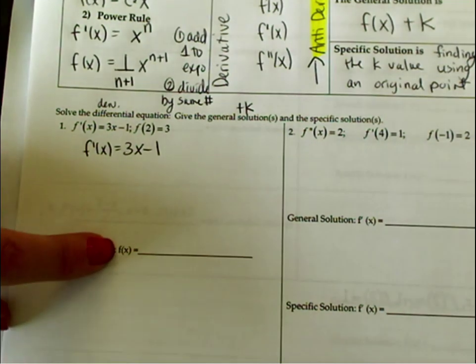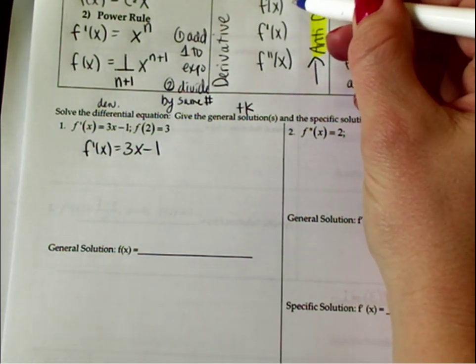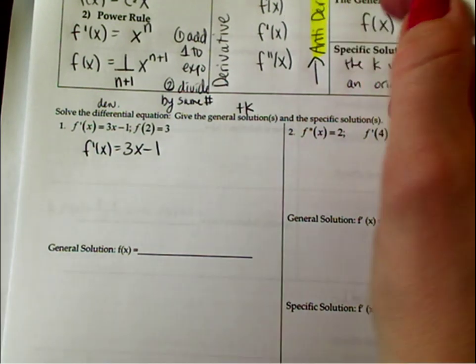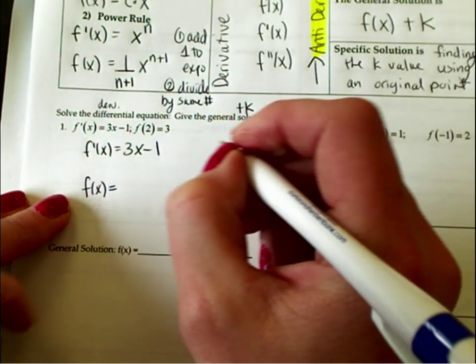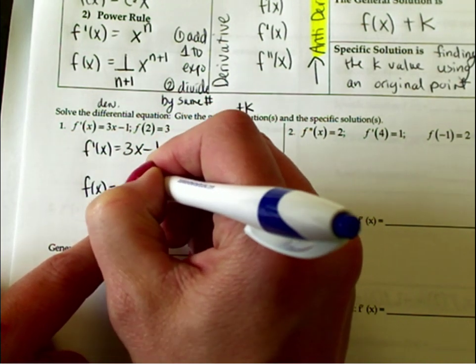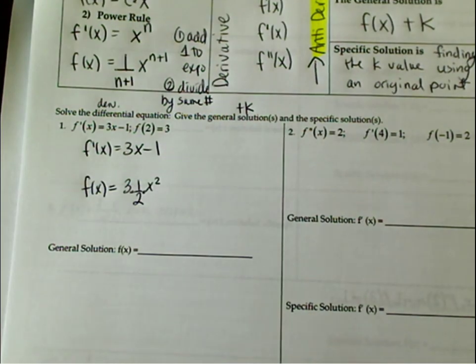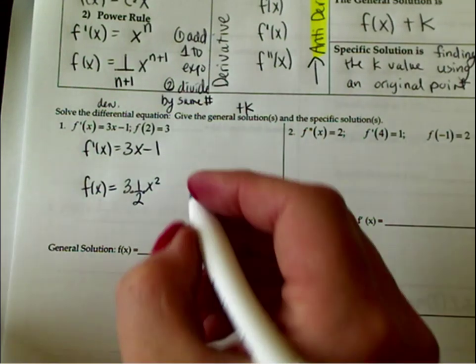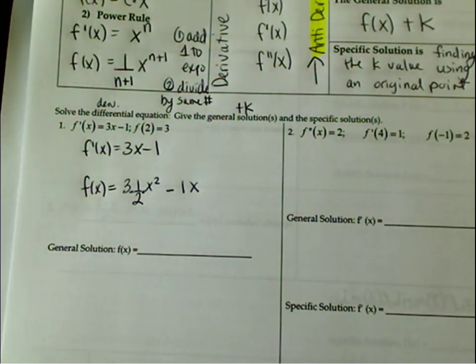Okay, I need f of x. That means go backwards. Go backwards once. Look at my hierarchy. I have f prime. I need f of x. Go backwards once with your antiderivative rules. Okay, so f of x equals. Okay, there's my first step. The 3 stays. I'm not there yet. There you go. There's my antiderivative rule. It is 2 parts.